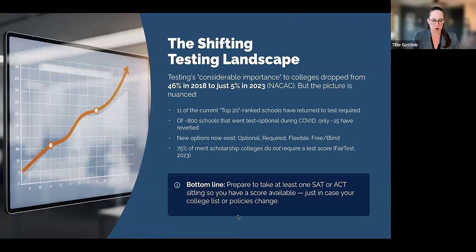I want everybody to be aware of fairtest.org. We mention it here, but it's a wonderful resource if you're not familiar. It is very good at updating policies for each school. It'll even show you specifics, like testing isn't required if you're out of state, or you can submit the AP in lieu of the SAT, etc. So it's a great resource for everybody.